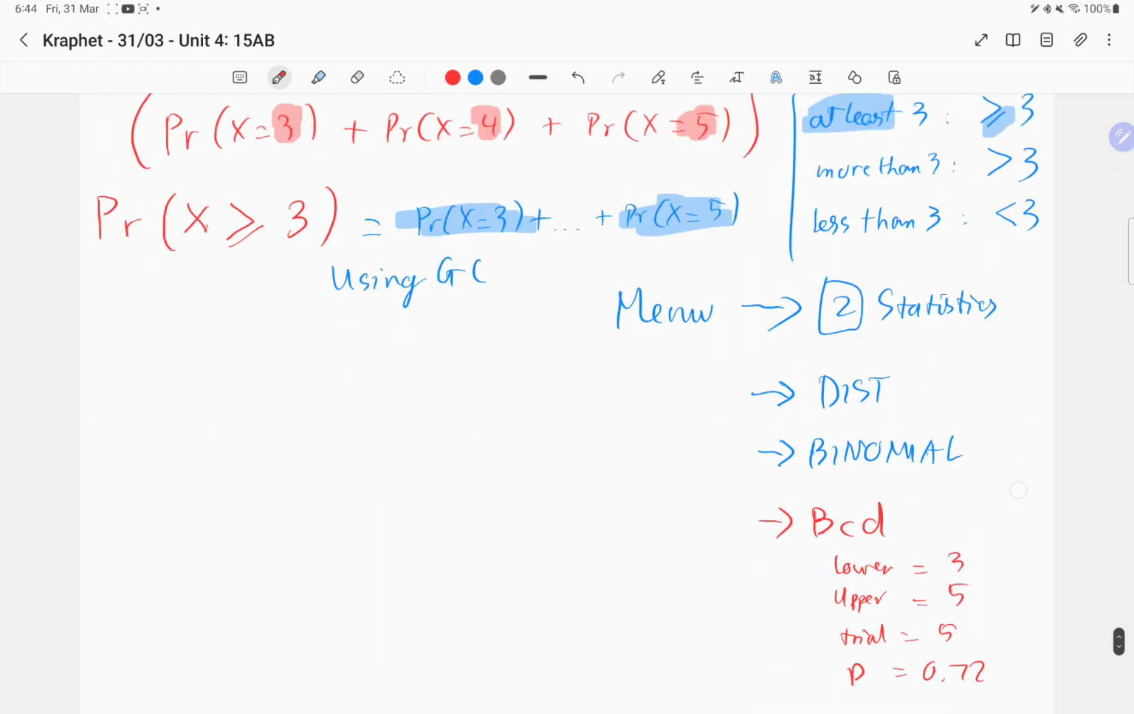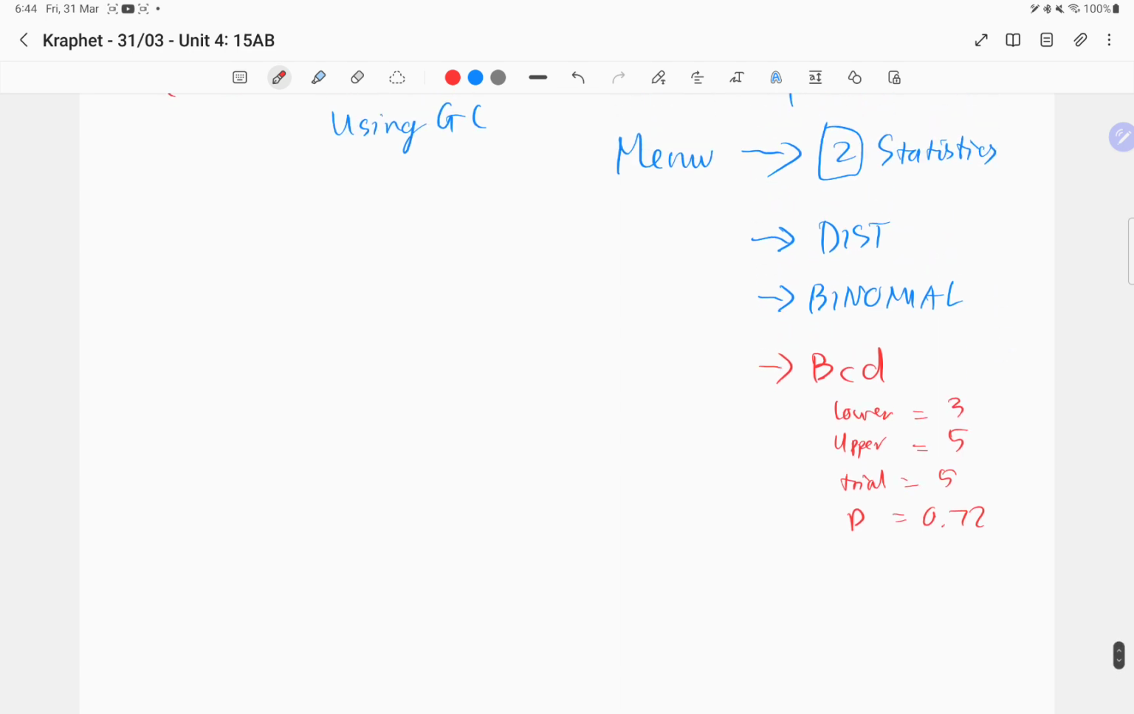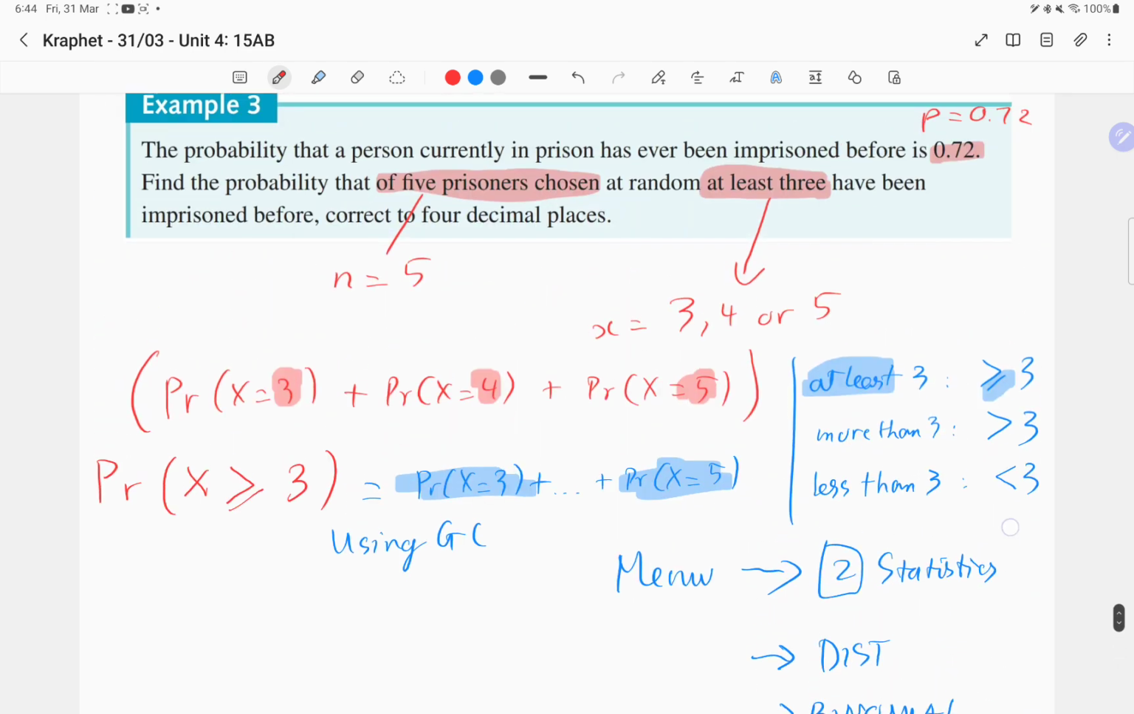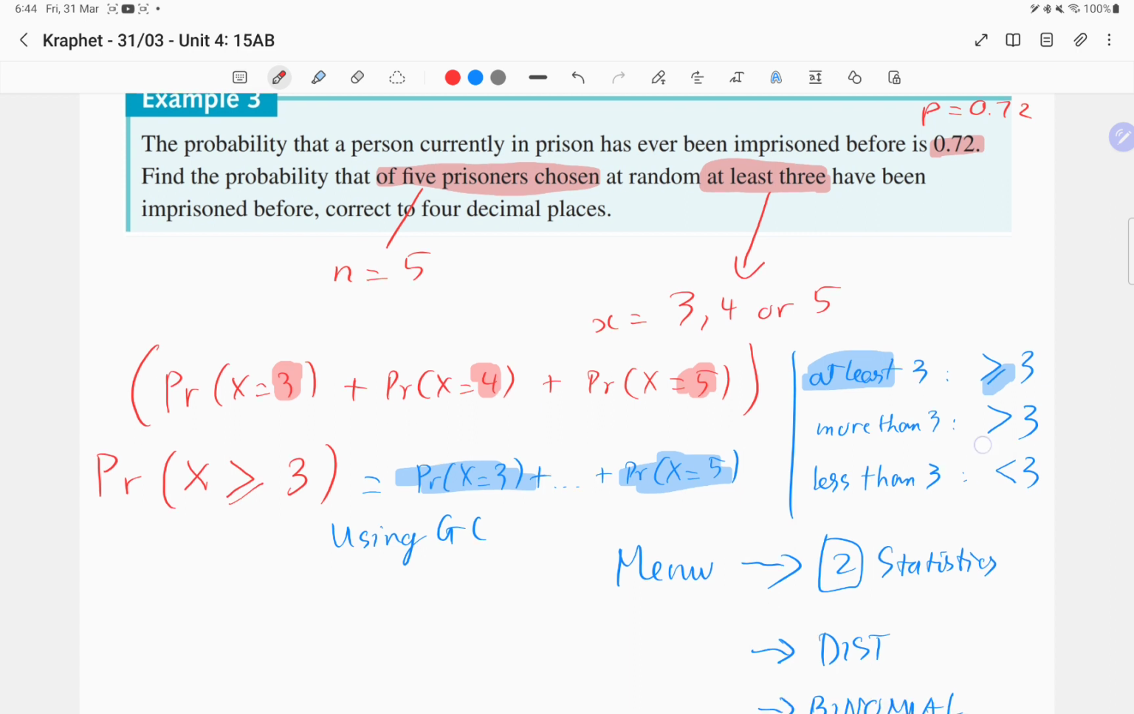Wait, can you say it again? Right. So the number of trials is 5 because there are 5 prisoners. And then p, the probability of success, is 0.72, which is the probability that someone has been imprisoned before. Yeah. And then press enter.